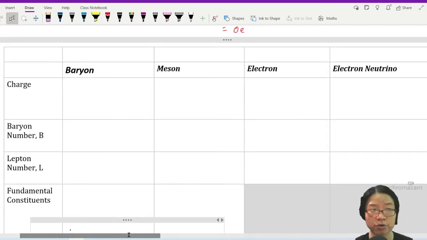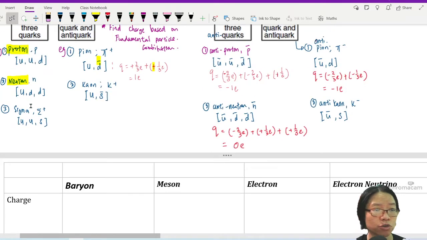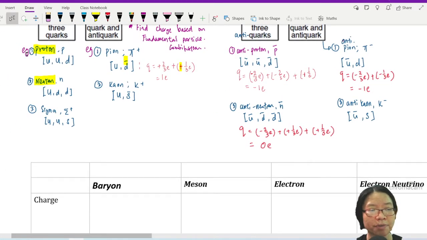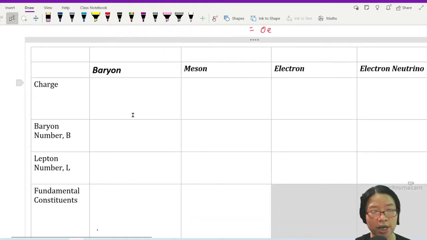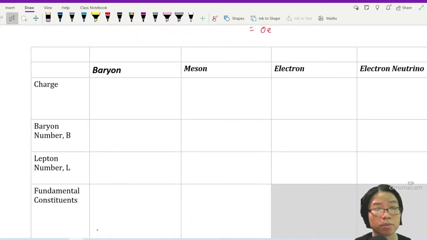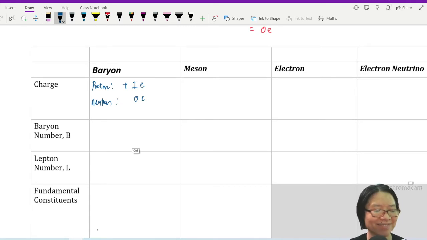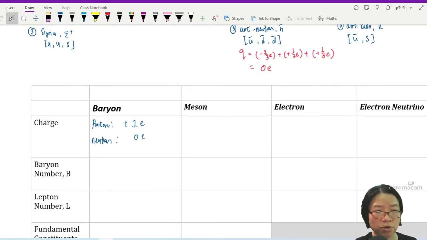So the charge of baryons has a few possible combinations. If you look at what makes up a baryon, it could be a proton, it could be a neutron. So I write down the possibilities. A proton, the charge is positive 1. And a neutron has no charge. You can also have the charge of negative 1, for example, your sigma minus.